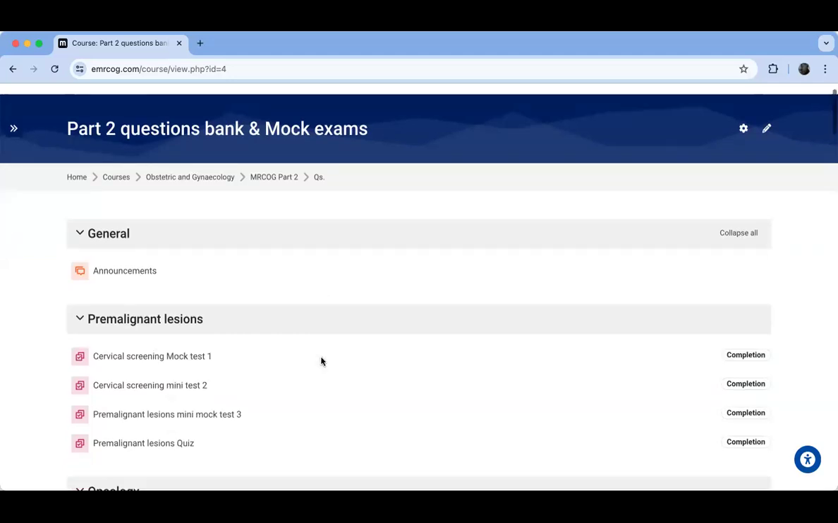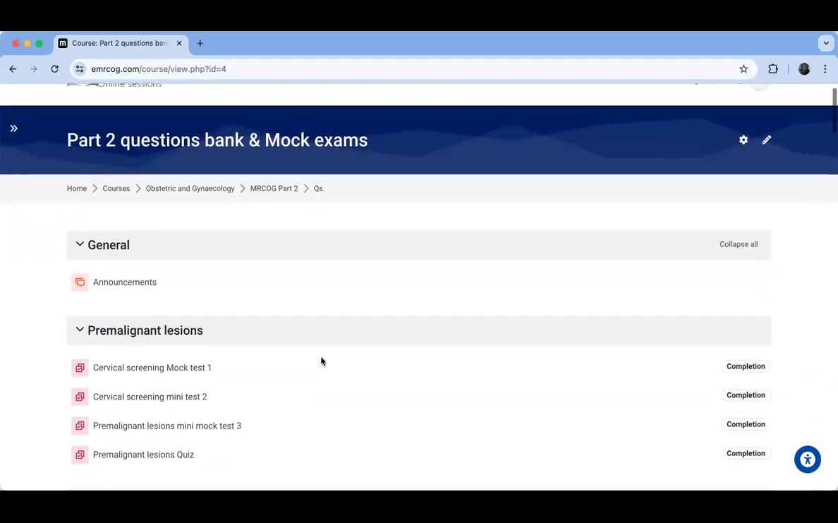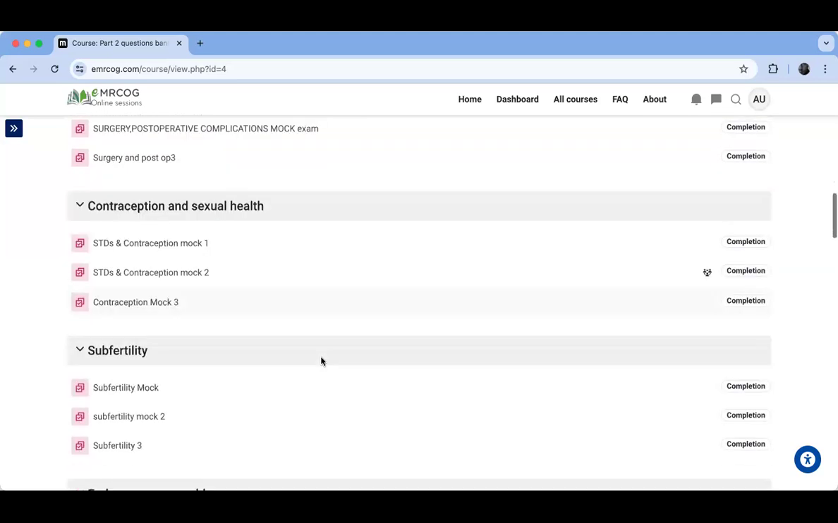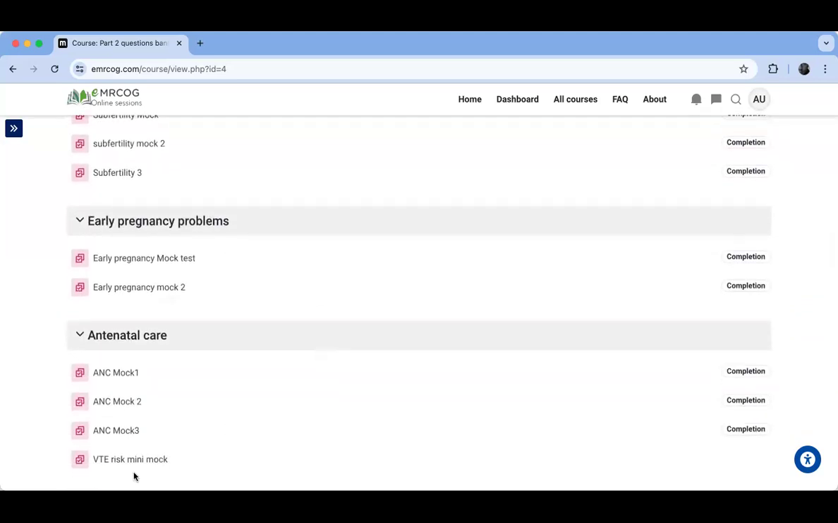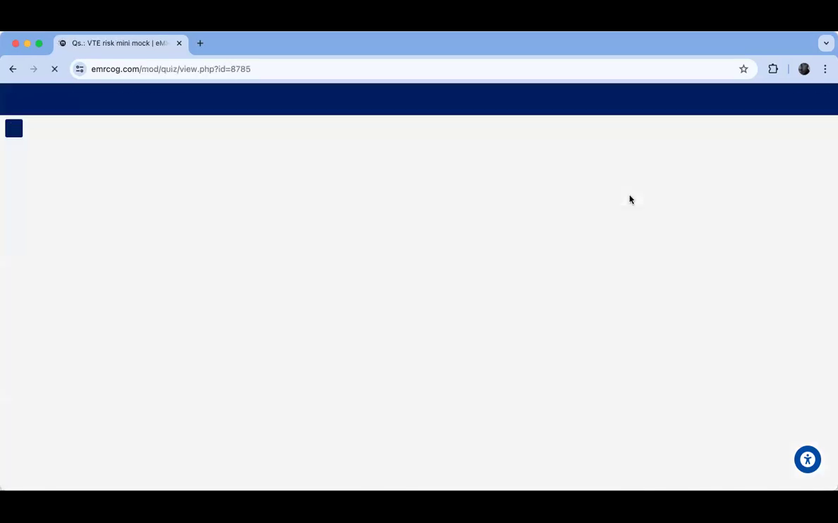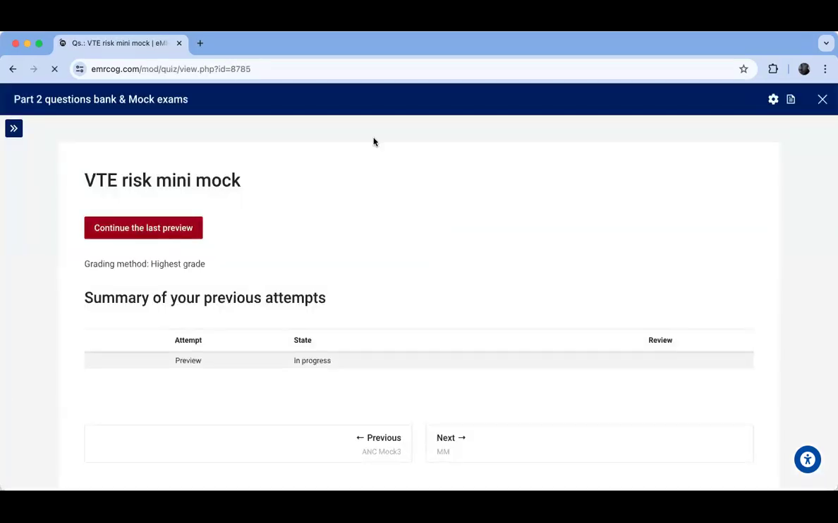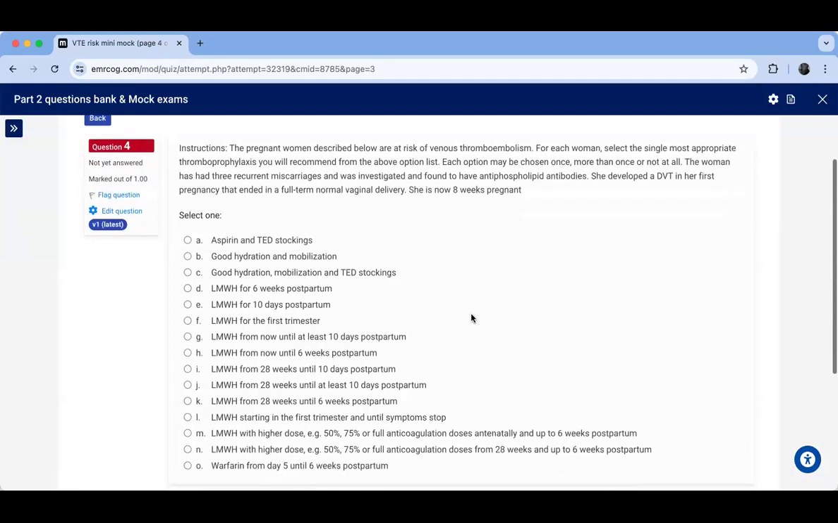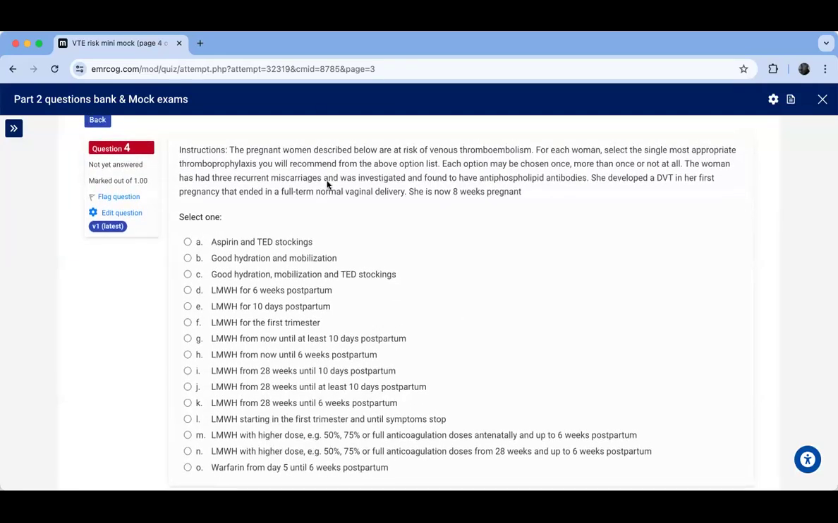This is the time for solving questions, and allow me to go to the eMRCOG question bank, and let's find out a mock test for, yes, for the VTE. So, dear friends, this is the VTE mock test, okay? And we will go through this mock test together. I'll select a few questions to apply, okay? So here the question number 4, it says, the pregnant woman described below is at risk of venous thromboembolism. For each woman, select the single most appropriate thromboprophylaxis that you will recommend from the above option list. Actually, it's the below option list.